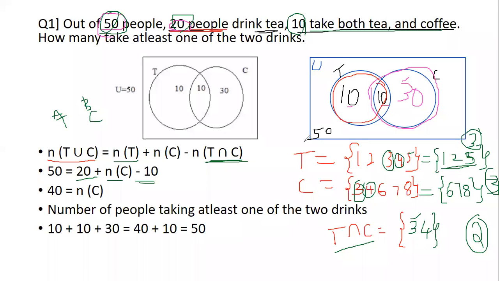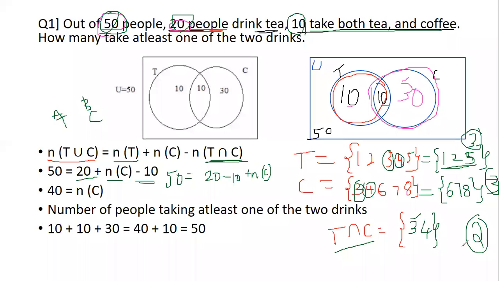Okay, so we were learning about n of t intersection c, that is 10. Now, let us solve this. 50 is equal to 20. I will take the 10 this side. 20 minus 10 plus n of c. Okay, are you all able to follow? Are you all able to understand?